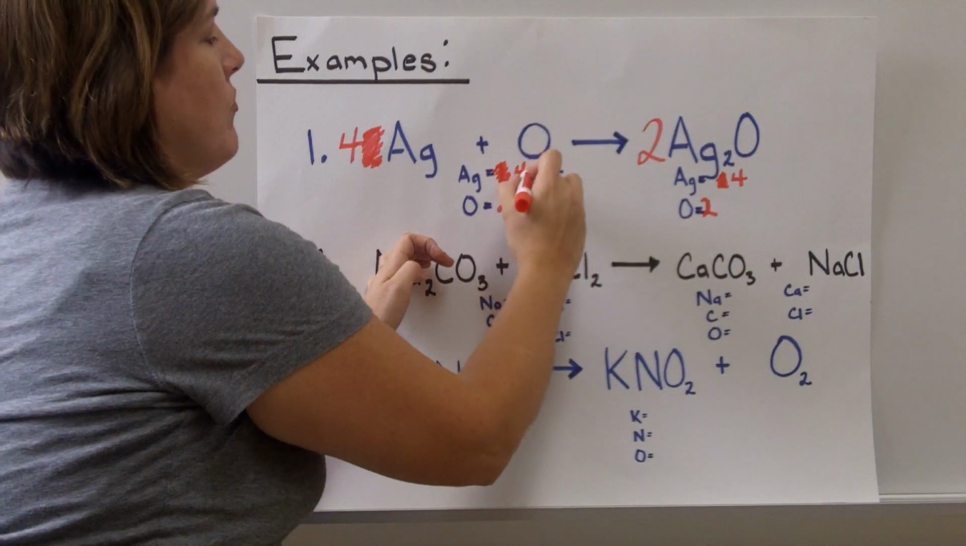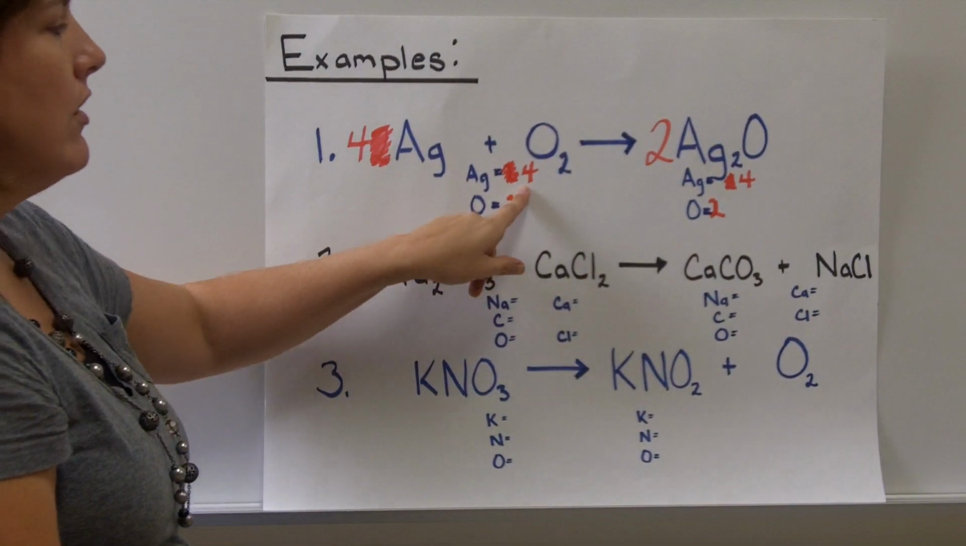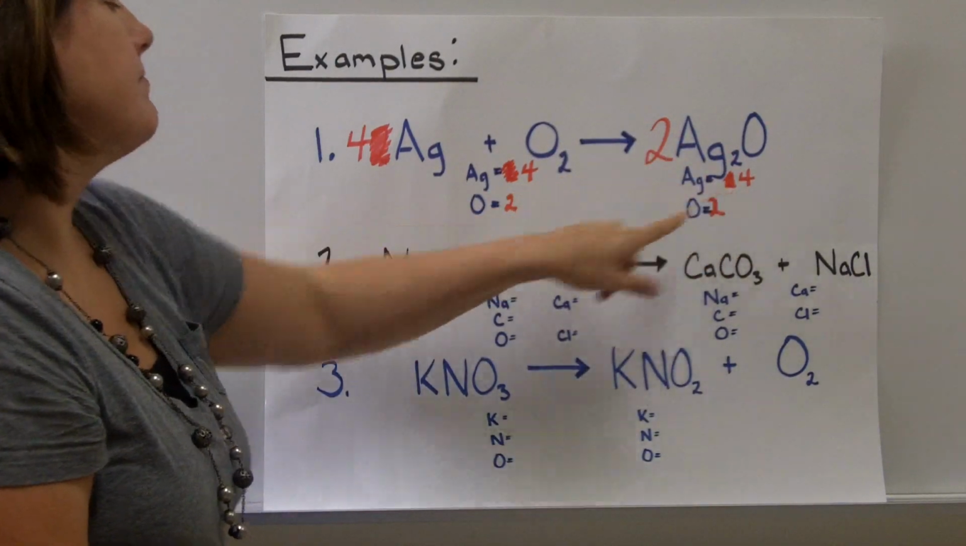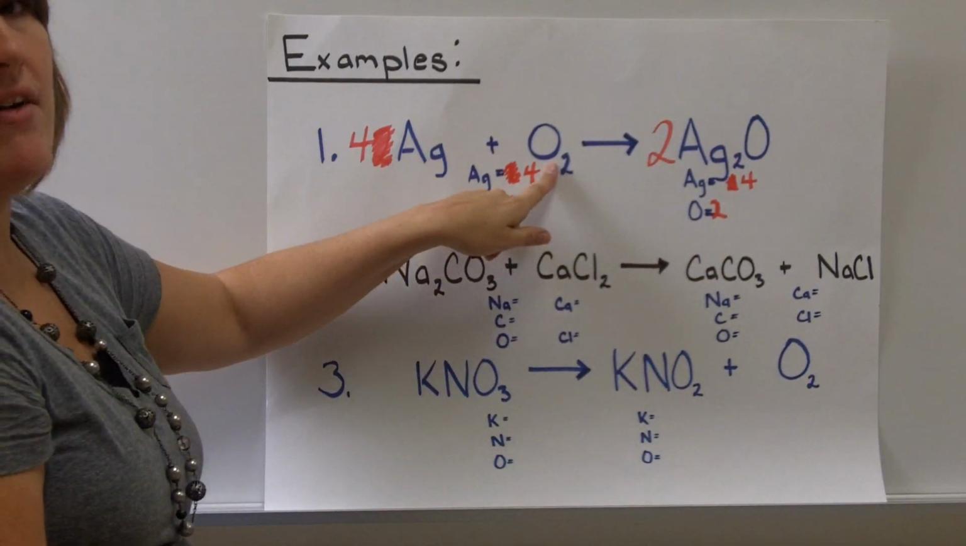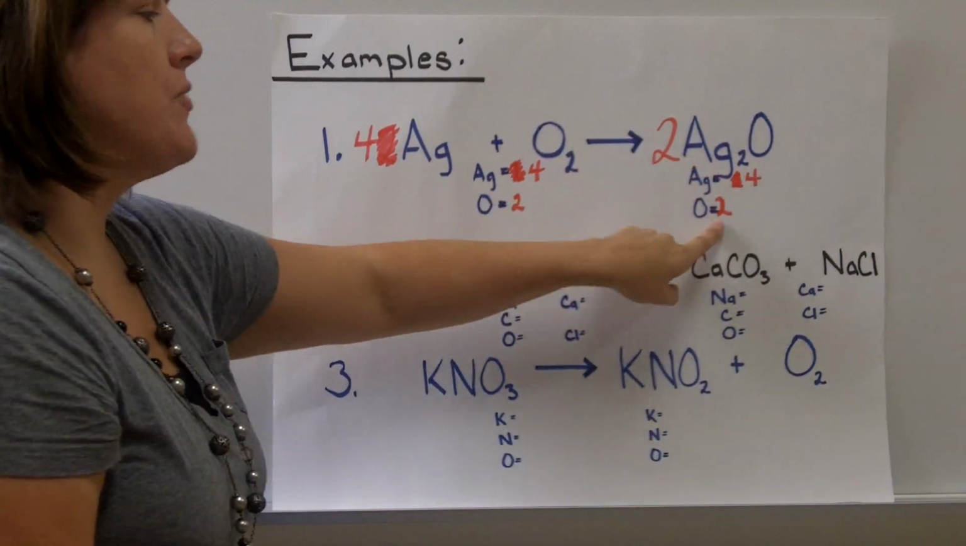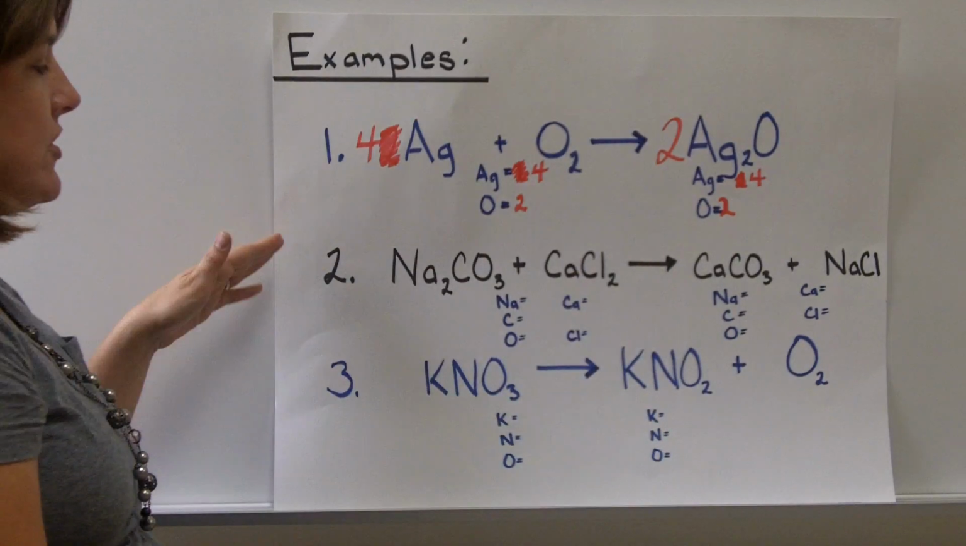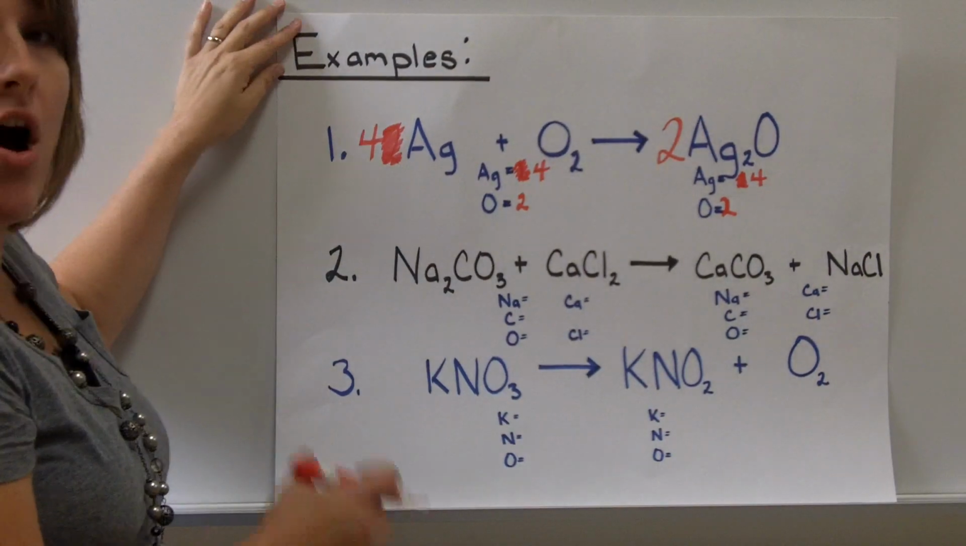And I'm going to ask myself one more time to go through each step. How many silver atoms do I have? 4, 4. How many oxygen atoms do I have on the reactant side? 2. How many atoms of oxygen do I have on the right side? 2. I would like you to try to solve the next 2 examples on your own.